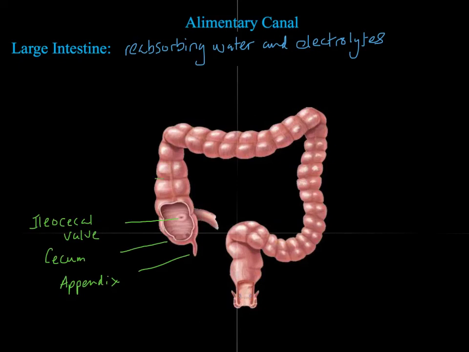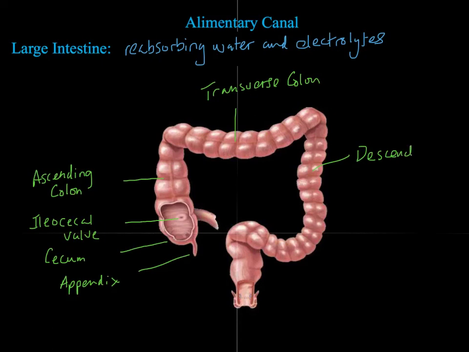And then finally you have the major structures of the large intestine: the ascending colon, the transverse colon, the descending colon, the sigmoid colon, and the rectum.